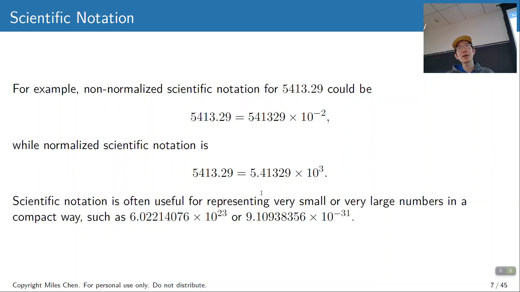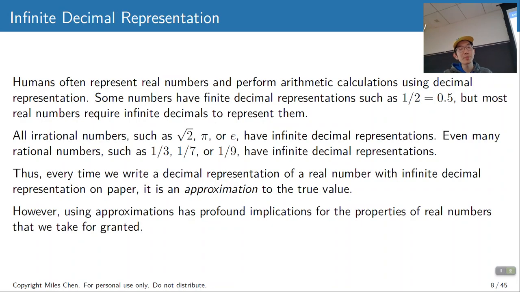And this is how we represent really big numbers or really small numbers. So like one mole is Avogadro's number, some really big thing times 10 to the 23rd. And I forgot what this is. This is like Planck's constant or something, right? Like these kinds of smallest units of stuff. And we can represent these really big and really small things.